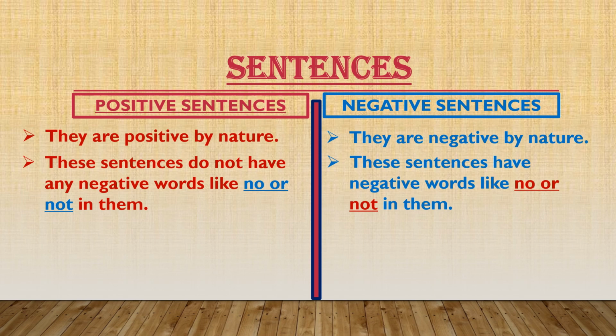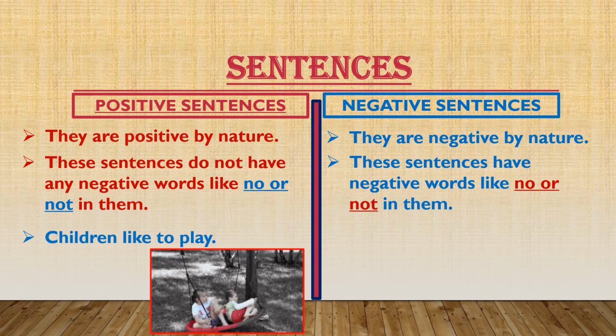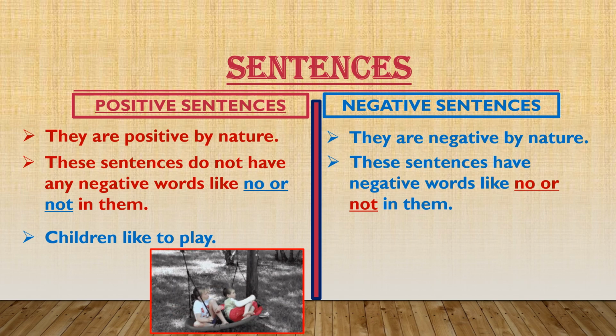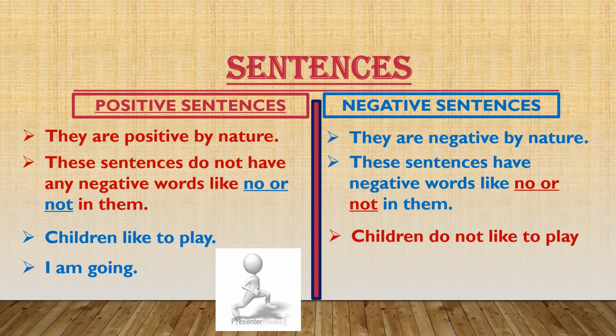Now let's take an example. Children like to play. Let us change it into negative. Children do not like to play. Observe carefully here. The word not has been added here to make it negative. Let's take another example. I am going. That's a positive sentence. I am not going. The word not has been added here. That means it is a negative sentence.